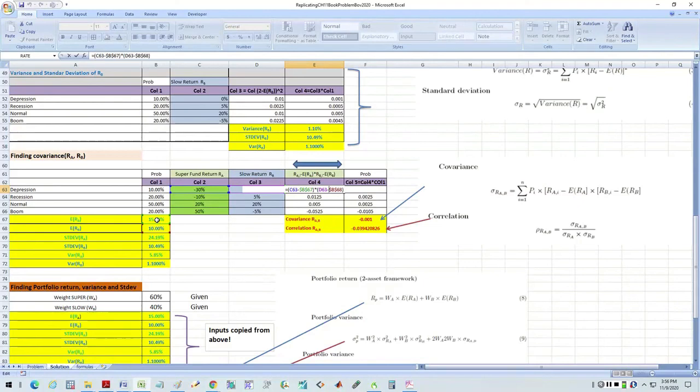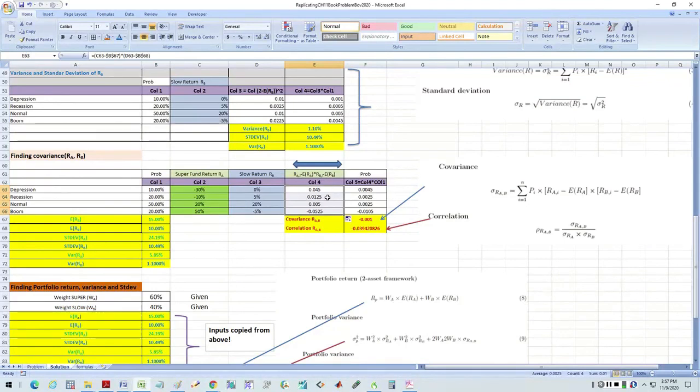All right, times we have D63, which is this one over here, 0%, or the return from Slowpoke during the depression state, minus E of RB. Okay, and again, I don't want E of RB or E of RA to change, so I have the dollar signs over here. It's going to be the same for the other states as well. So if you look at this one, and again, you can drag it, because I've made sure that the E of RA and E of RB is not changing, so it's not going to affect my formulas.